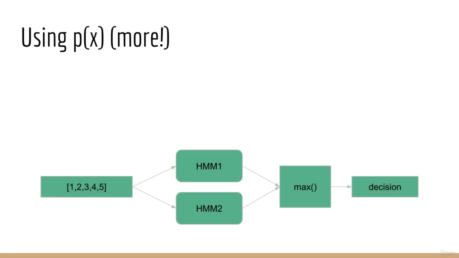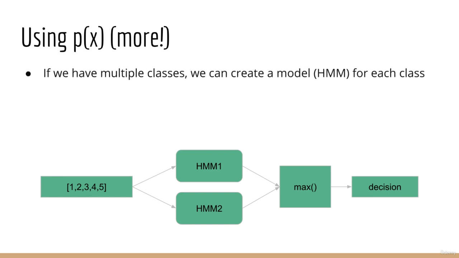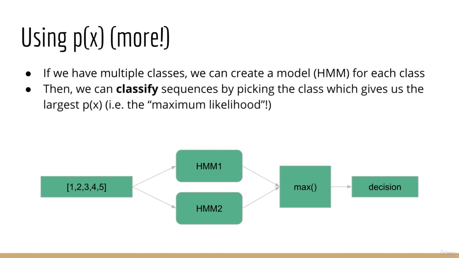But note that task number 1 can still be useful on its own. For example, if we have a sequence and we want to know whether or not it's probable under our model, we can check the value of p of x. If we have several models for different classes, we can check which model gives us the largest p of x to determine which class that sequence came from.